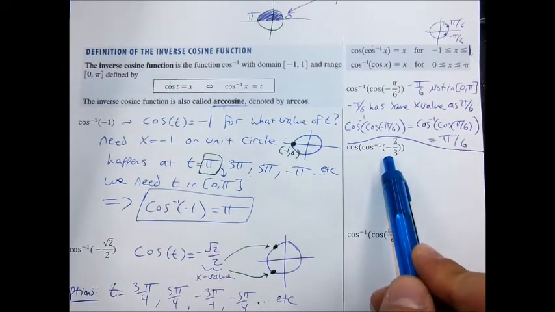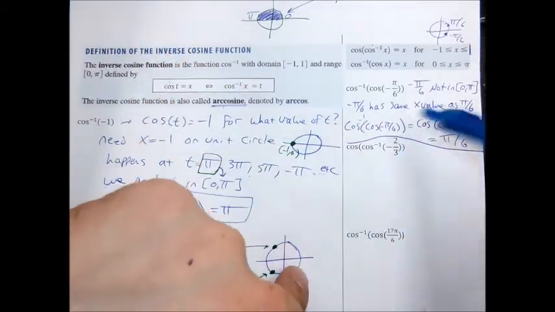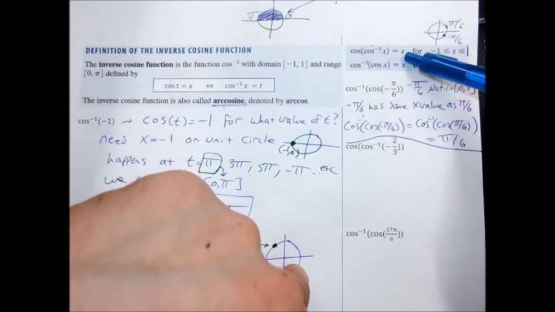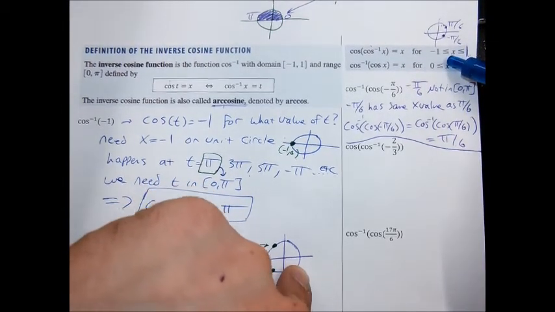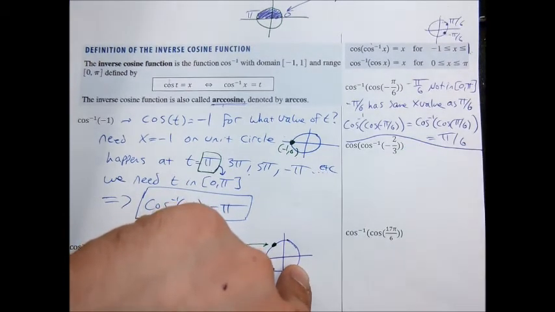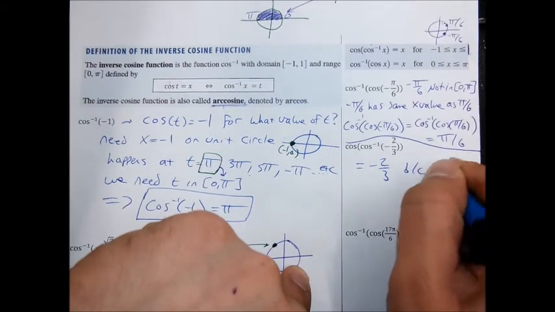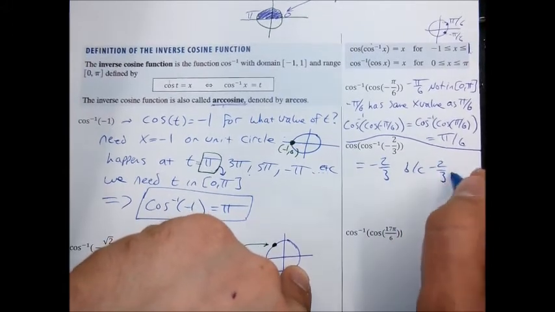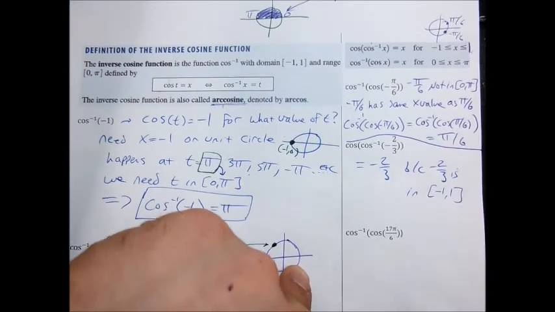What's the answer to this one? Negative 2/3, right? So this one looks like the first property, and the x pops right out as long as x is between minus 1 and 1. And minus 2/3 is between those two. So this just equals minus 2/3 because that value, minus 2/3, is in the interval minus 1 to 1.